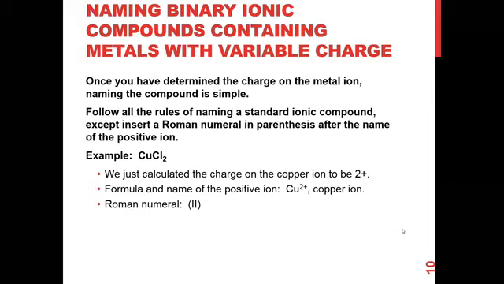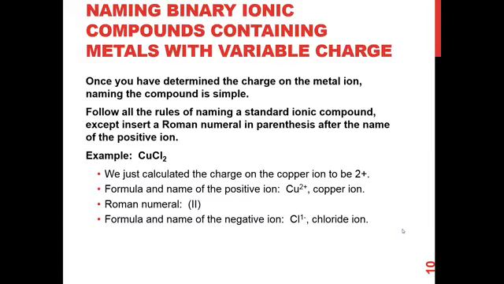The Roman numeral, because the charge is 2+, will be Roman numeral 2 in parentheses. The formula and name of the negative ion is Cl1-. You'll recall it's a negative ion. It's the chloride ion. Drop the word ion from the positive and the negative ion's name and combine everything together. The name of CuCl2 is copper(II) chloride.